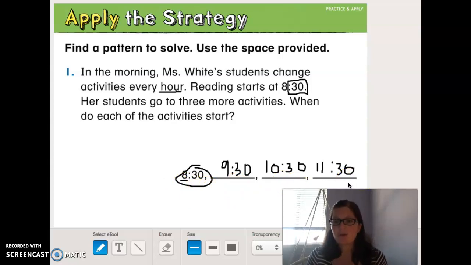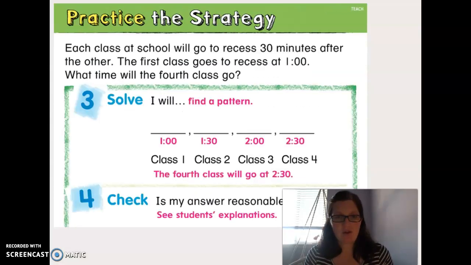So you can see the difference between every half an hour and every hour. Every hour, the minutes stay the same. With every half hour, the minutes change as well. Okay, so our patterns are slightly different whether they're at every hour or every half hour. So every half hour, the minutes change and then the hour changes.